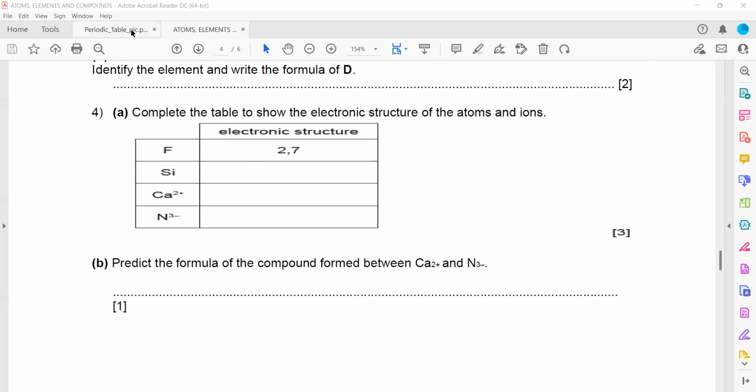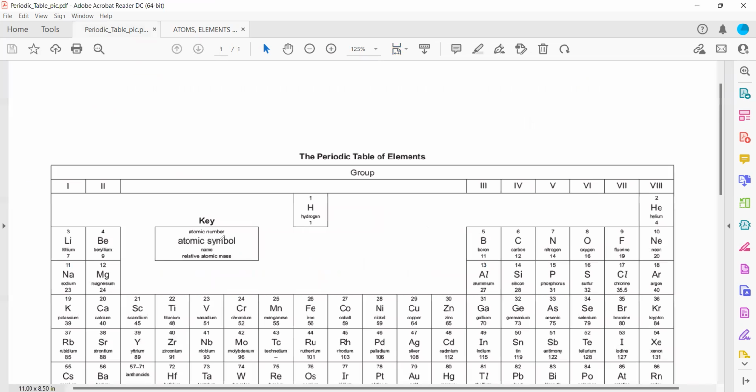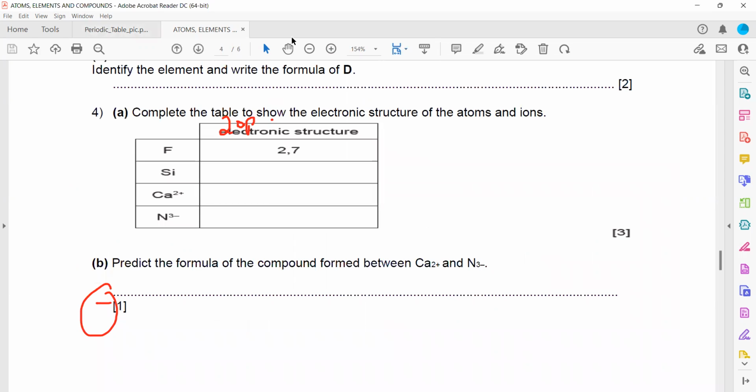Next is calcium. When you check the periodic table, you will find the calcium atom has atomic number 20, so 20 protons are there. If it's an atom, then it should have 20 electrons as well. But now this is a calcium ion with a positive charge. If the calcium atom has 20 protons, how many electrons should be there? It's a plus 2 charge, so it should be 18 electrons, because it lost 2. So the electronic configuration: we have to arrange 18 electrons, so 2, 8, and 8.